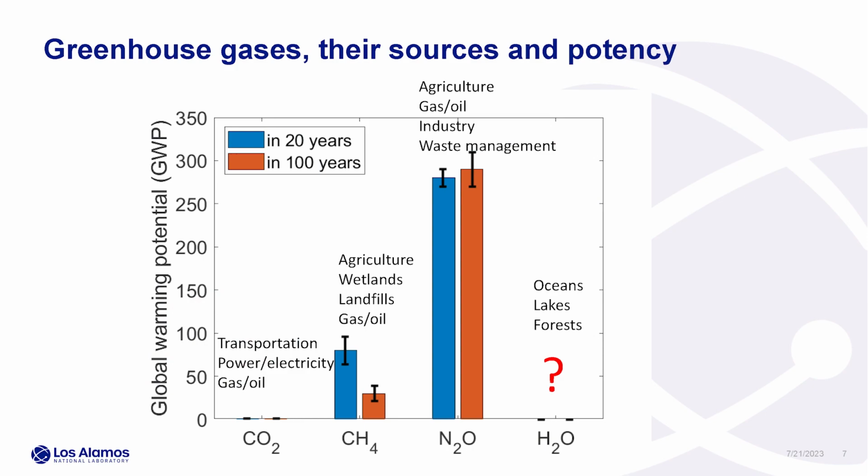When we calculate warming potential of different greenhouse gases, we have to take into account their lifetime in the atmosphere, how long they stay there, as well as their absorption potential for the radiation. So what we have here is a plot of global warming potential of CO2, methane, N2O, and water vapor. There I have labeled their sources, biggest sources on top, and then we have an estimate for 20 years and 100 years. And what you can see, this is all scaled to carbon dioxide. Carbon dioxide is 1 here.